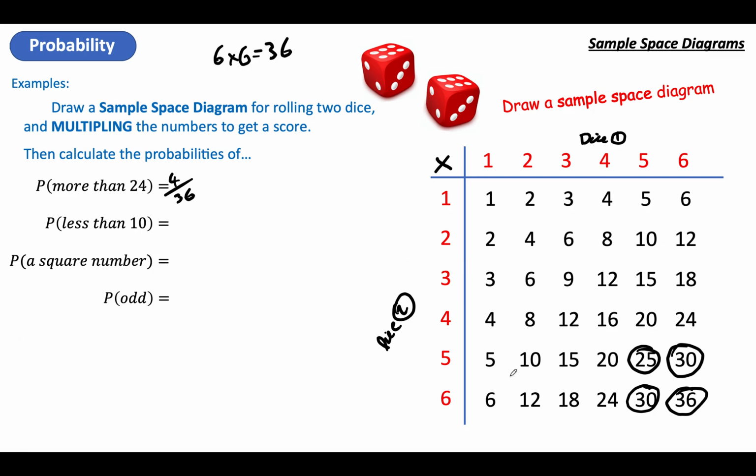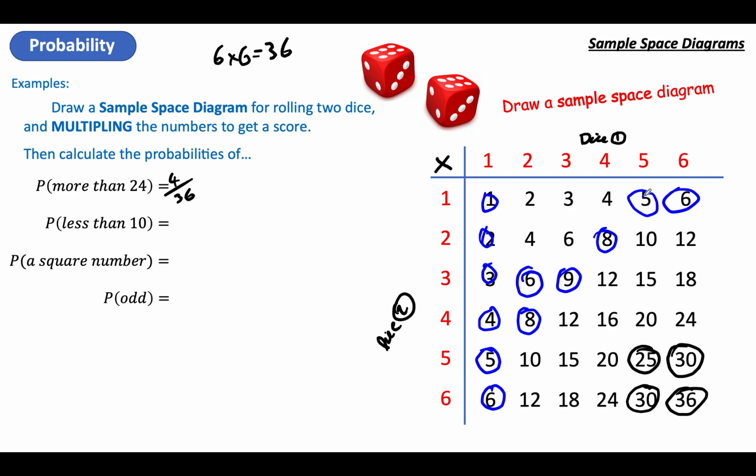What about less than 10? Let's have a look. What numbers are less than 10? Counting through the rows: 1, 2, 3, 4, 5, 6, 7, 8, 9, 10, 11, 12, 13, 14, 15, 16. There are 17 ways of getting less than 10. Again, out of the total number, which is 36.